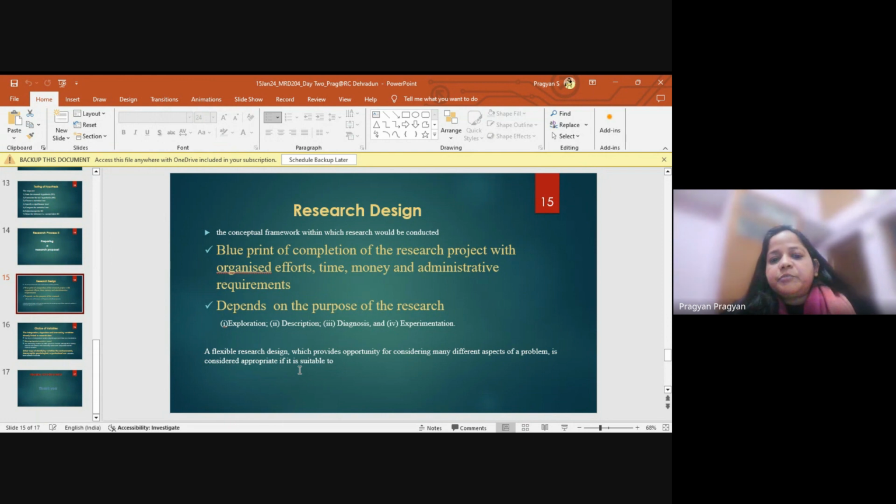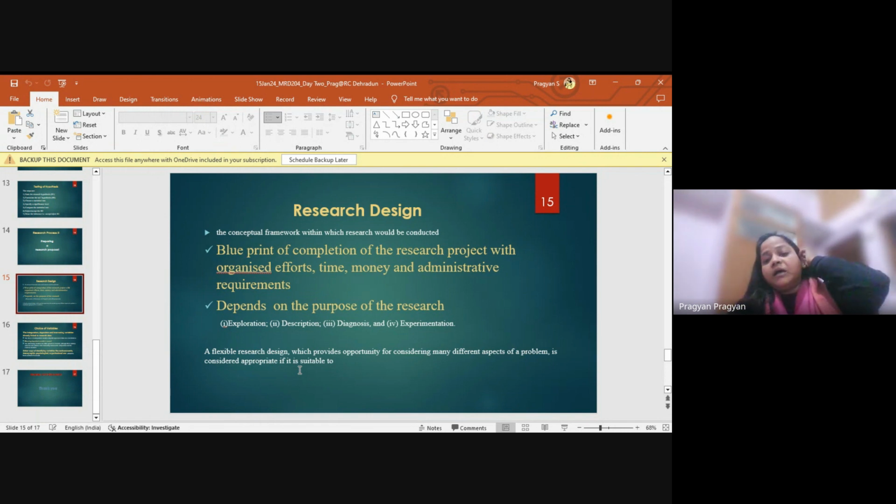So this is the purpose of this diagnostic research design, and accordingly we follow neither exploratory research design nor descriptive research design. For this purpose we follow diagnostic research design.